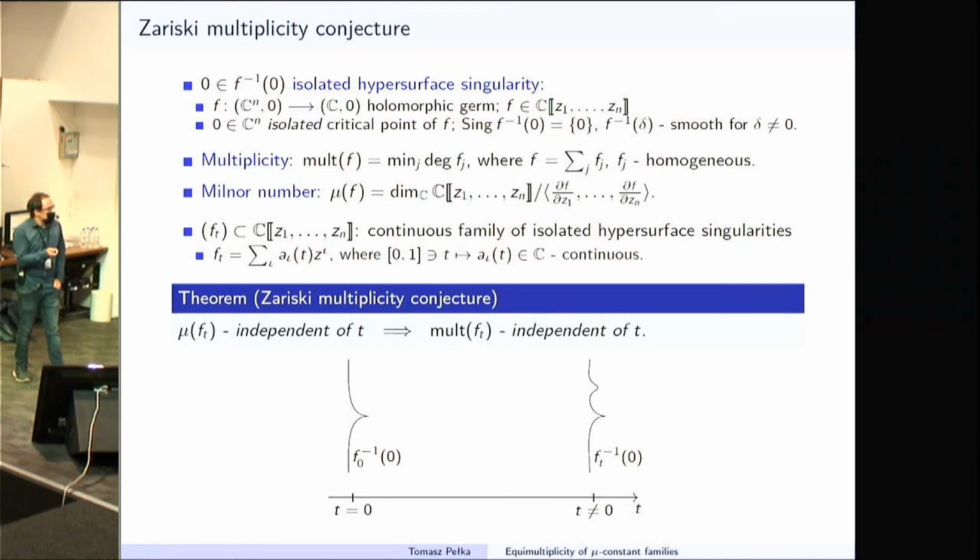So the picture that you should have in mind is like this. Here I have a central fiber, and as I move away from this singularity, some geometry pops out. The mu constant condition ensures that we have no more singularities in the central fiber, but of course the geometry of this and this might be very different.